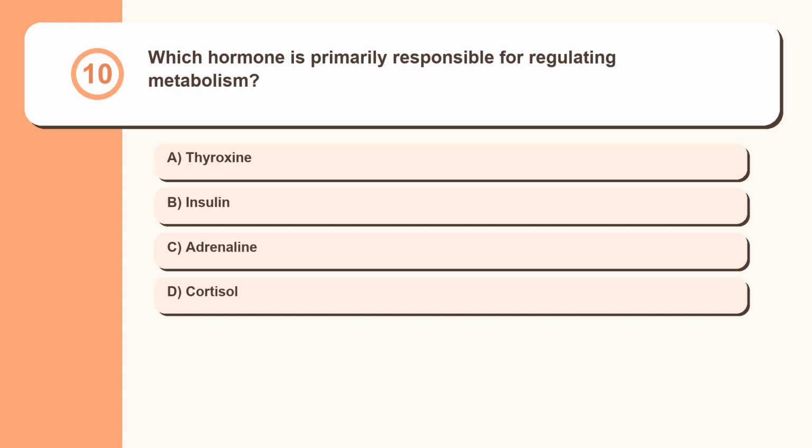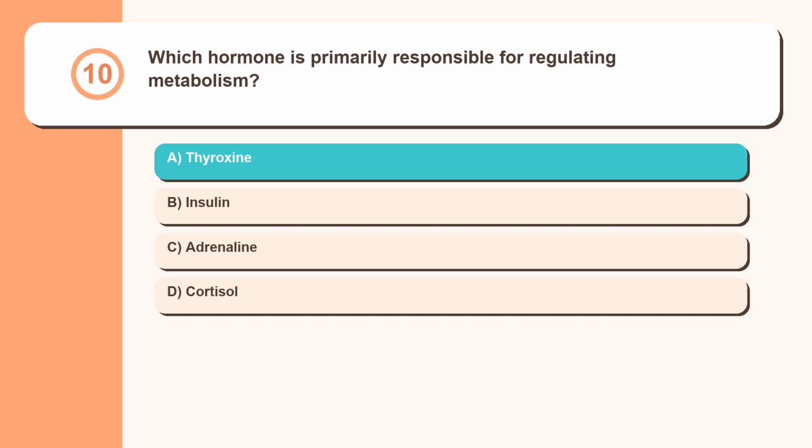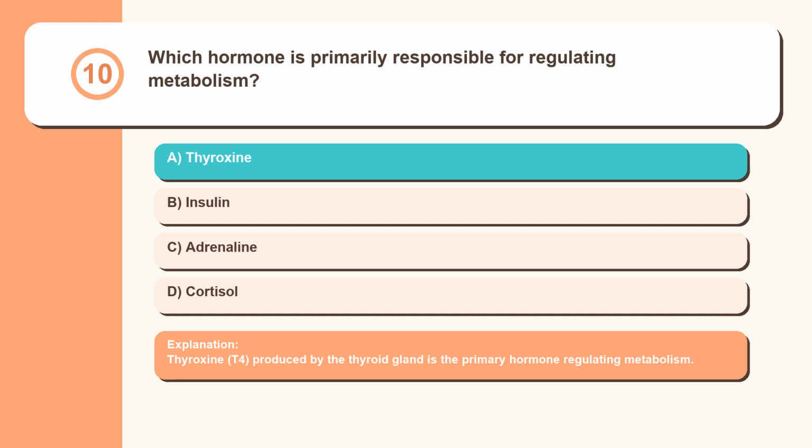Question 10. Which hormone is primarily responsible for regulating metabolism? Thyroxine, insulin, adrenaline, cortisol. Thyroxine, T4, produced by the thyroid gland is the primary hormone regulating metabolism.